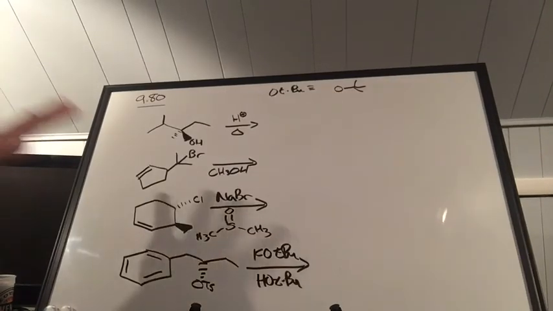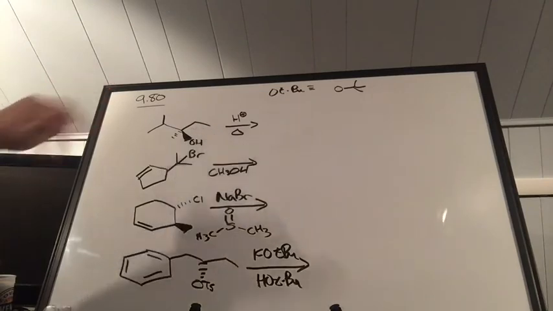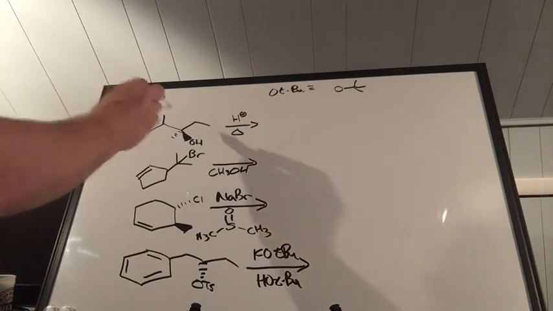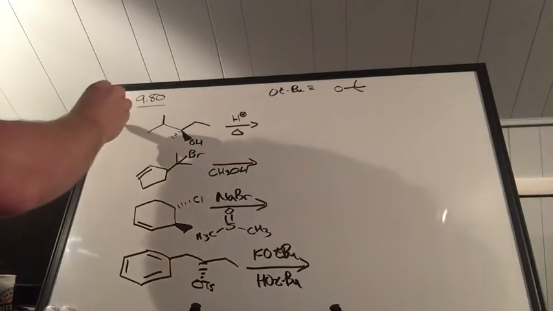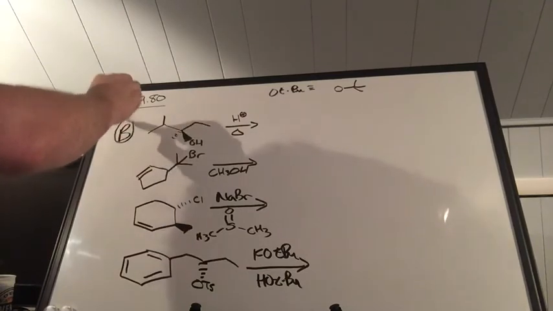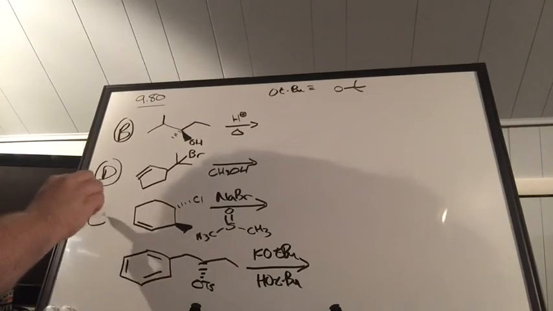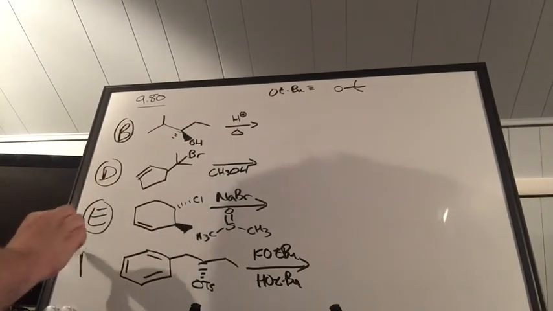Okay, so for these next few problems, I'm going to kind of give you all the different things to think about while you do the mechanism in your own time. But I'm going to give you the product or products that you would expect, and I'm going to tell you what particular type of reaction this is. So the first one at the top here, this is 980. This should be example B. Okay, this is going to be D. This is going to be E. This is going to be F.